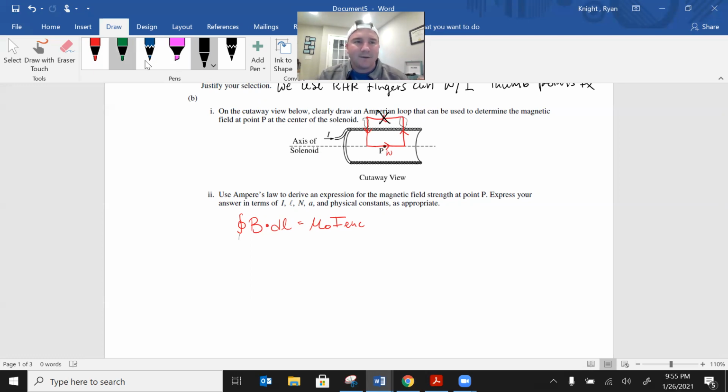Let's talk about the inside. The inside is in a magnetic field that is pointing, like we just answered, from left to right, in the positive X direction here.